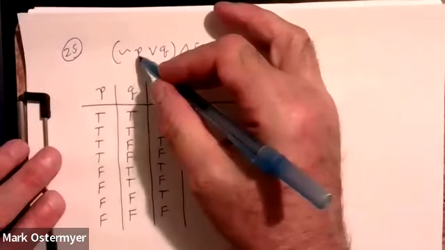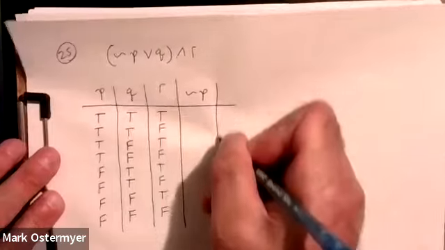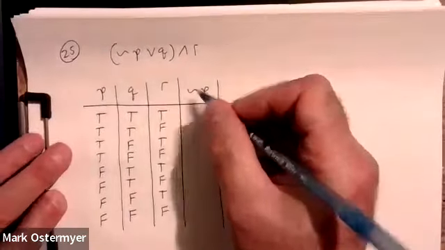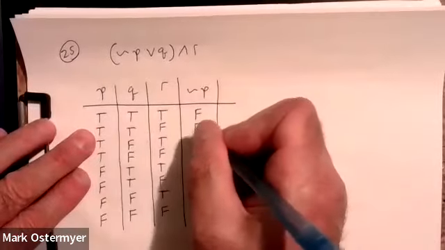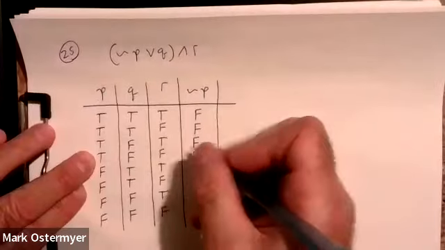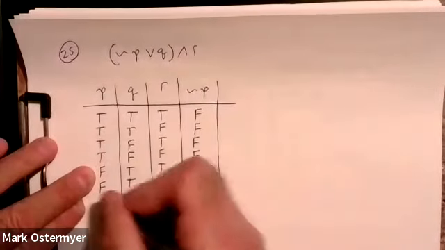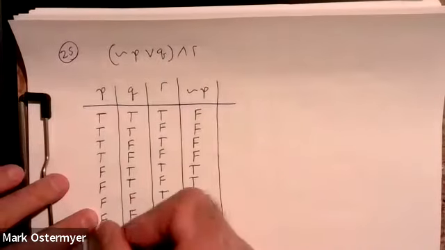Inside the parentheses, I'm going to do the negation of P first. So I'm going to have a negation of P column next. The negation of P, the negation of true, false. Negation of true, false. Negation of true, false. Negation of true, false. Negation of false, true. Negation of false, true. Negation of false, true. And a negation of false, true.